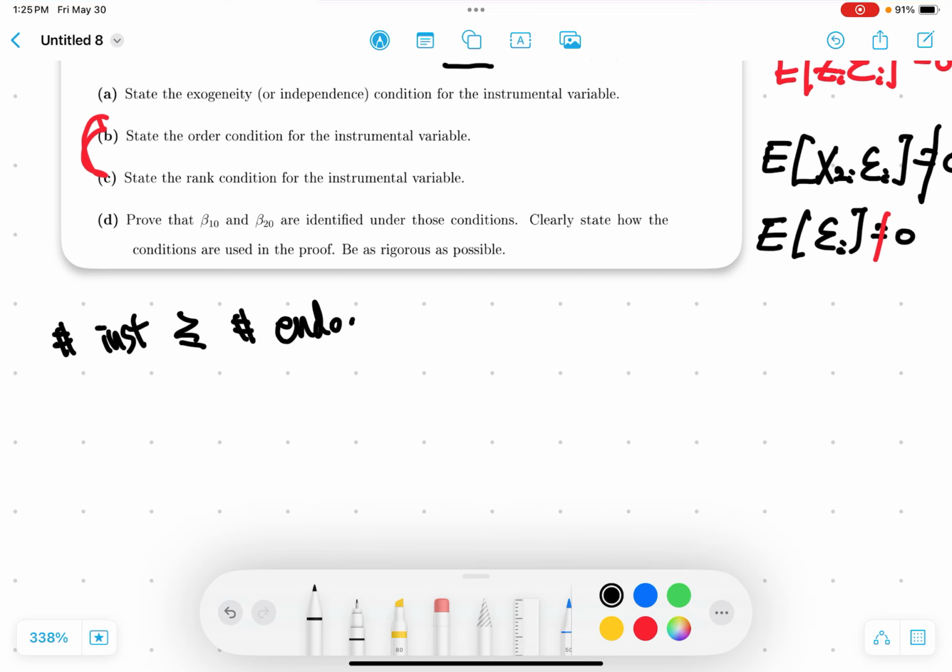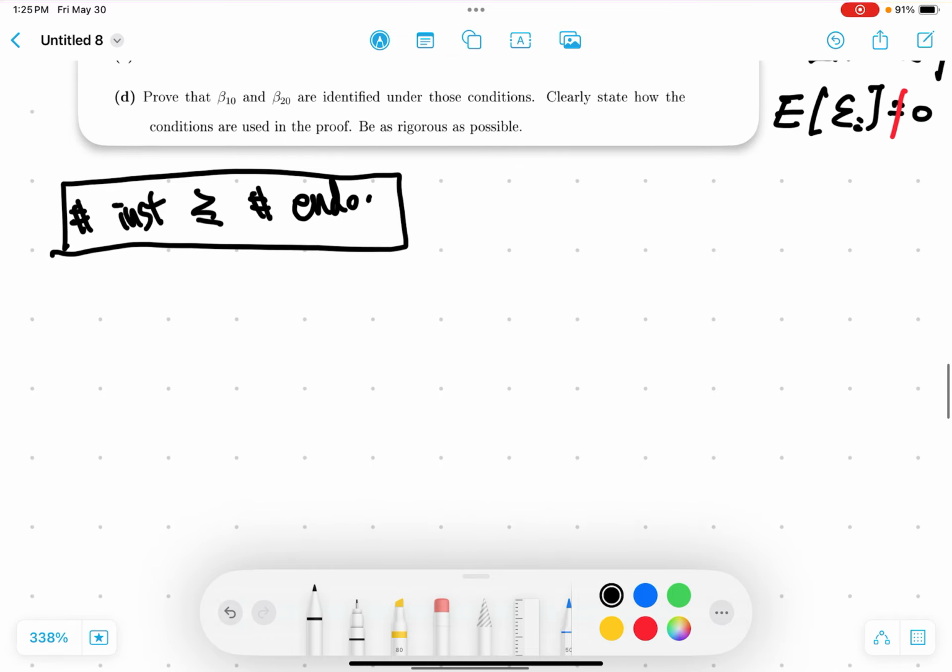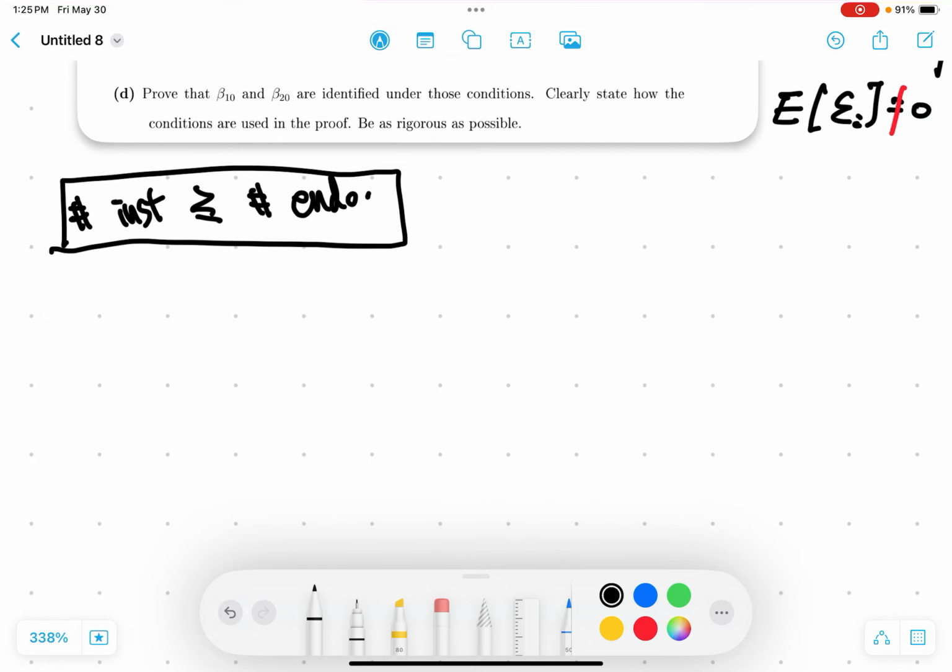And then the difference between the order condition and rank condition is, even if the order condition is true, it still does not guarantee identification. It is not sufficient. It is a necessary condition. But even if the order condition fails, then automatically identification is impossible, right? So we go to the rank condition.